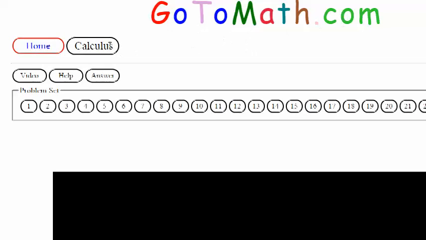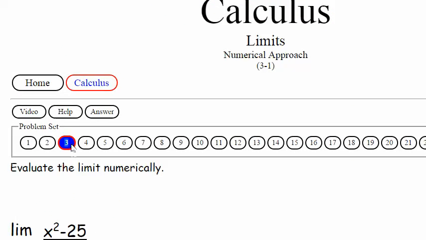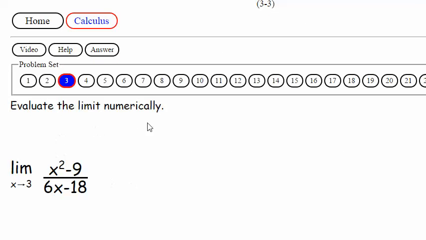Alright, we're at gotomath.com and we're solving limits numerically. And there are 4 of them in this section. I'm trying to get 3 to pop up. There it is. Alright, we're evaluating the limit numerically. Here's the limit. The limit as x approaches 3 of x squared minus 9 over 6x minus 18.